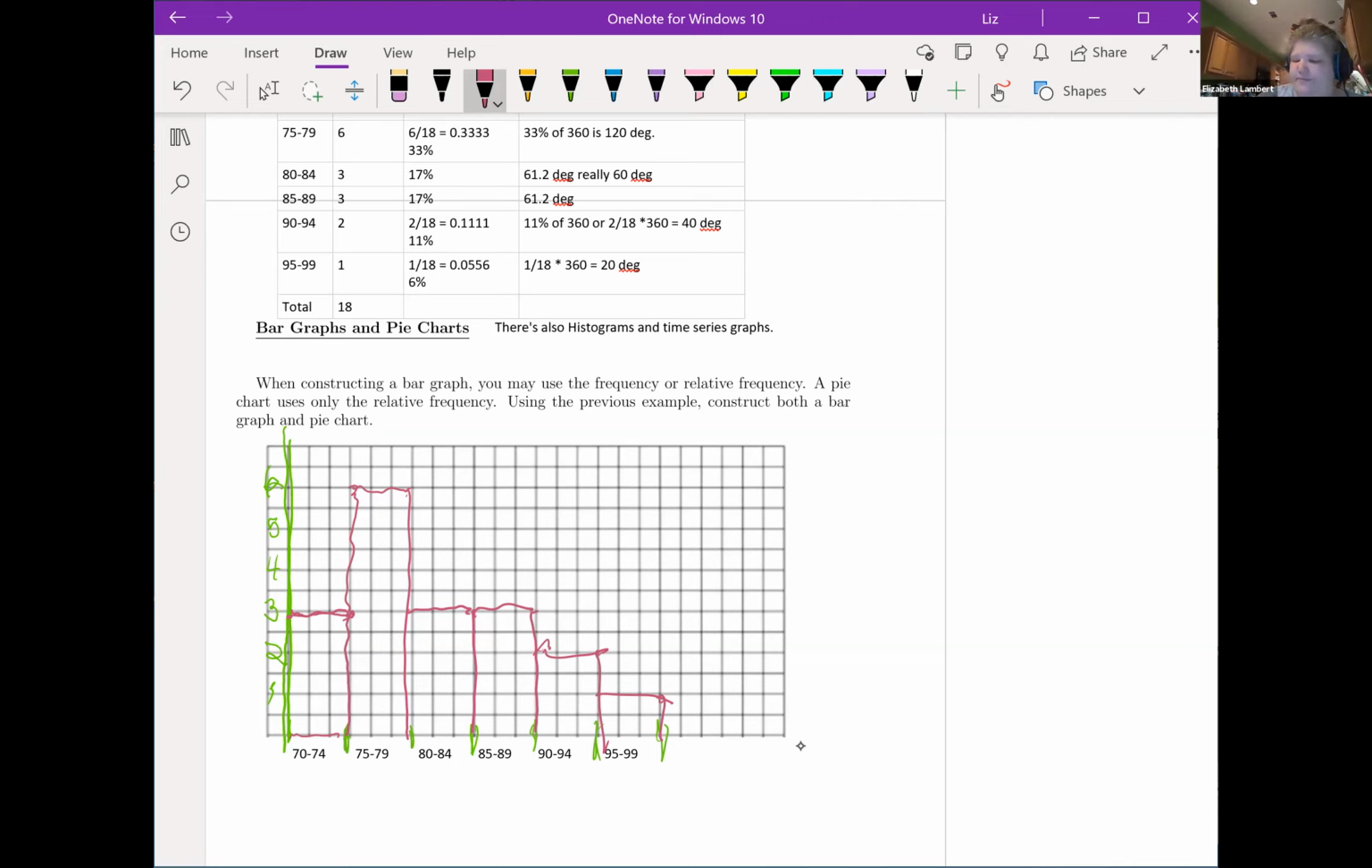But it can be done. And if you need really super fancy statistics, there's actually big software packages that'll do the things, but this is how we would do it by hand.